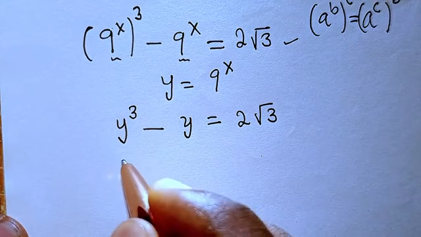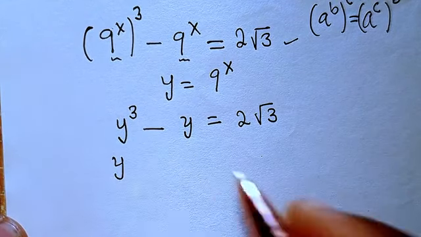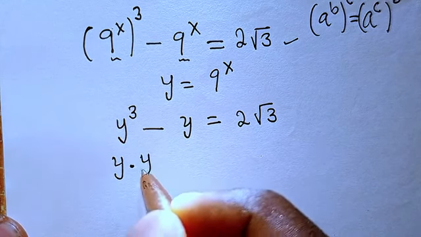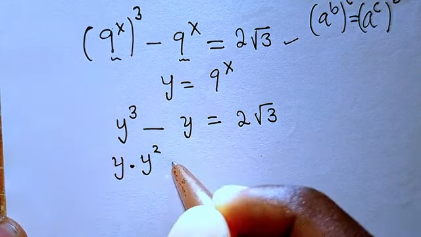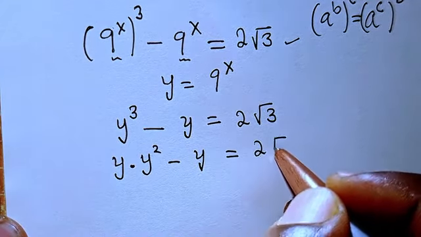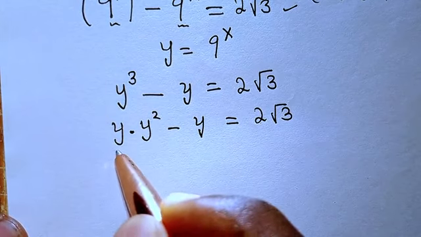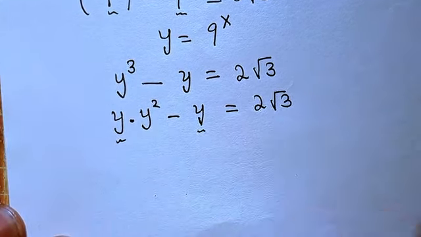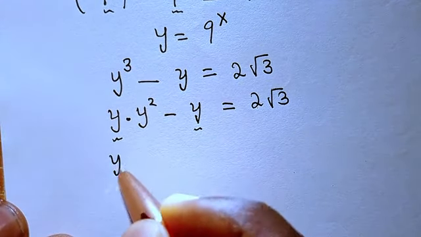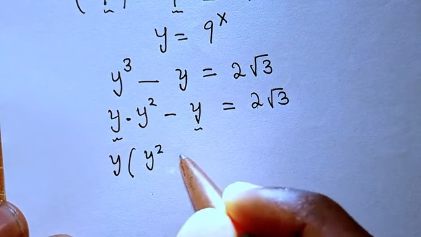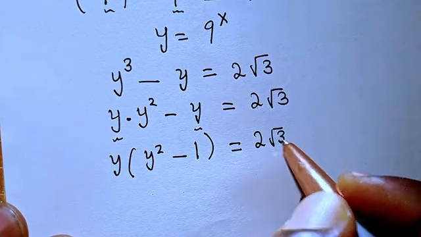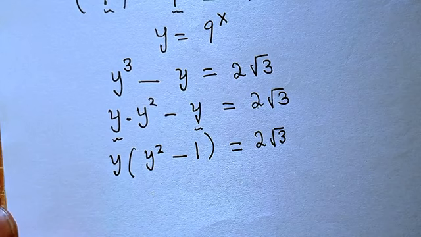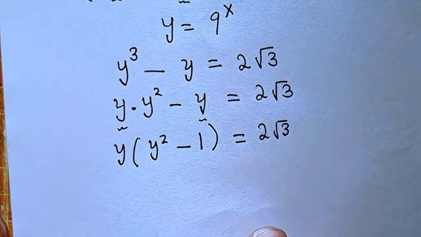Now the next thing we're going to do is factorize, because if you look at this place, we have y multiplied by y to the power of 2, which gives us y to the power of 3 back, minus y, equals 2 root 3. So you can see I have y here and y here. I can factorize y outside by having y into bracket y squared minus 1, equals 2 root 3. Are you following?